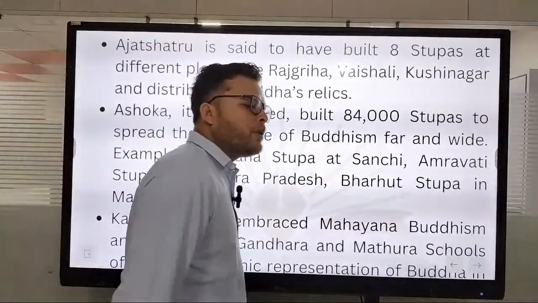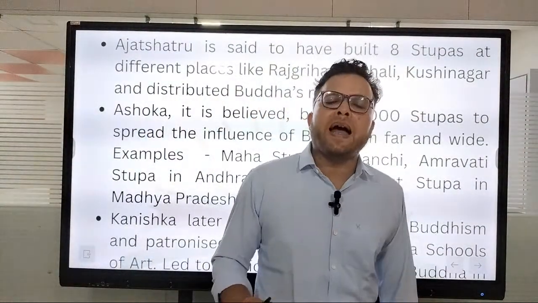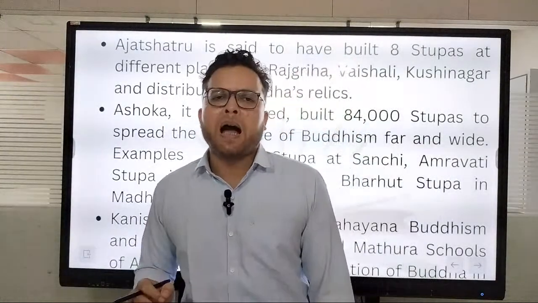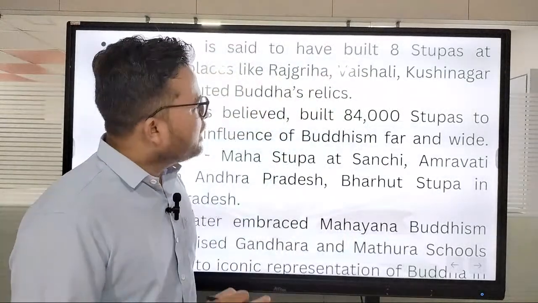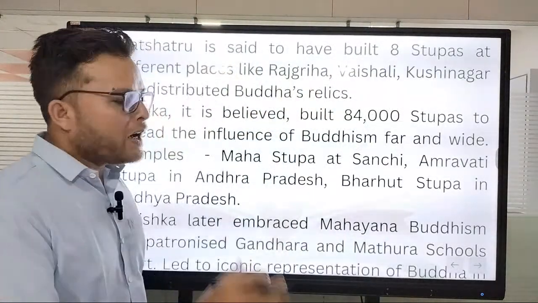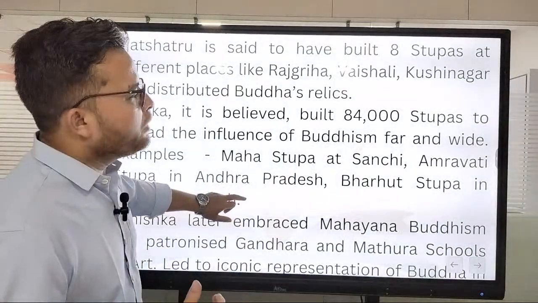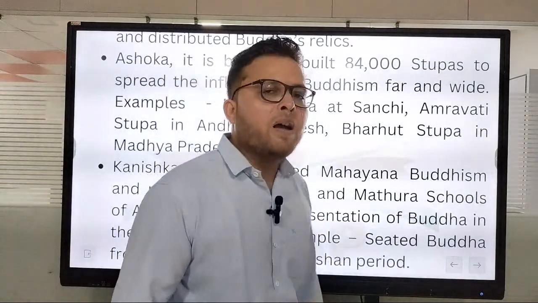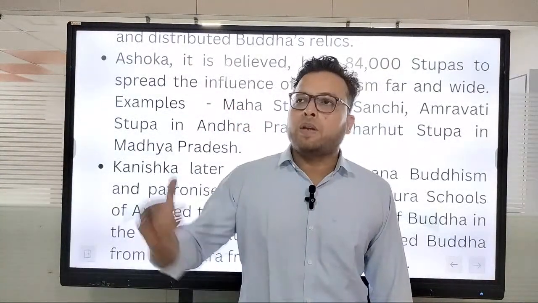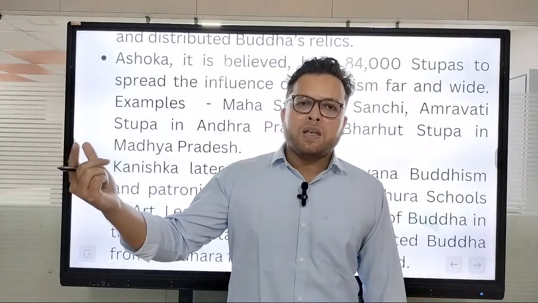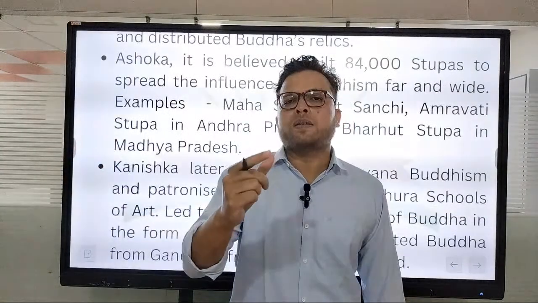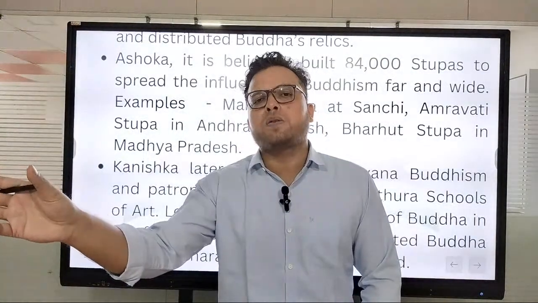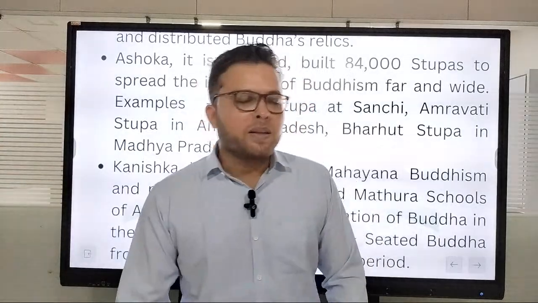Ashoka, when Ashoka came to power and he became a Buddhist, it is said that he built 84,000 stupas all over the country to spread the influence of Buddhism. Some of the examples of the stupas built by Ashoka were the Mahastupa or the Grand Stupa, which today you will get to see in Sanchi. You will get to see 3 stupas, but out of which only 1 stupa, the Great Stupa or the Mahastupa, was built by Ashoka. The other 2 stupas were built by Agnimitra Shunga.